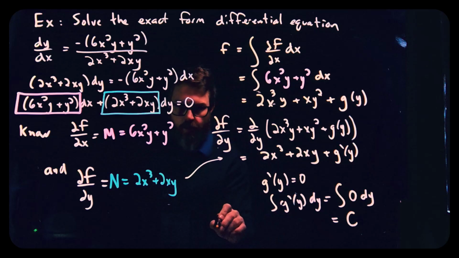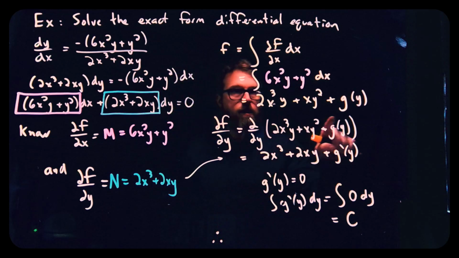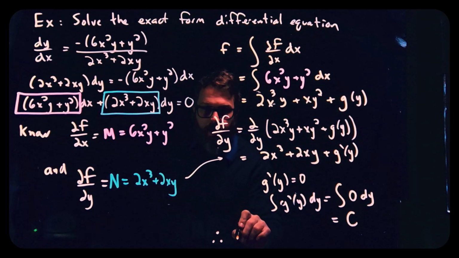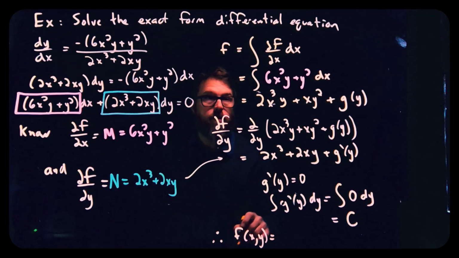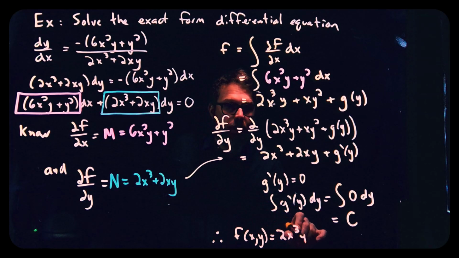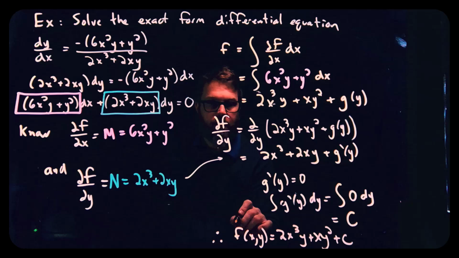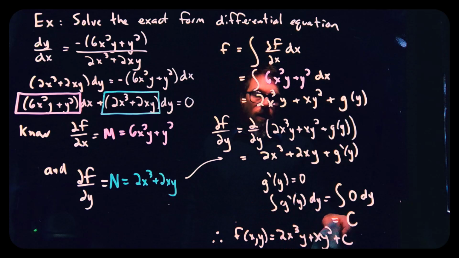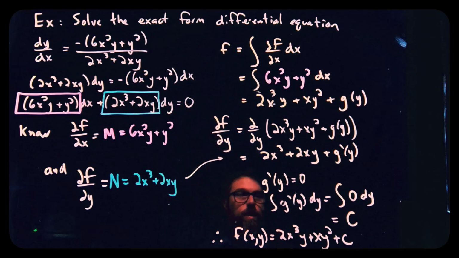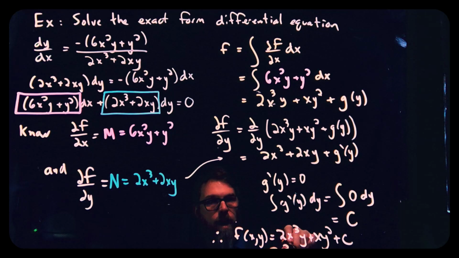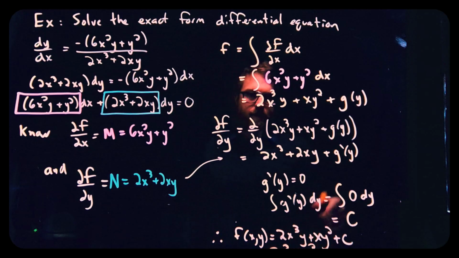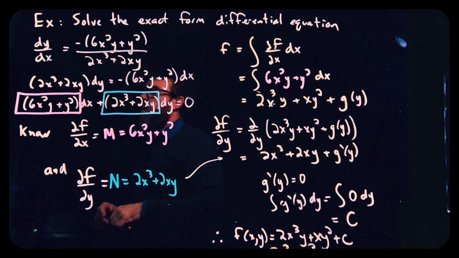So finally we can write our solution. Our solution is going to be this thing, but g of y is just going to be a constant. So our f of x comma y is going to be equal to 2x cubed y plus xy squared plus c. Or sometimes they like to just write it this way. They like to say this function equal to c. So they'll just say 2x cubed y plus xy squared is equal to c. And it's kind of our choice because c being any constant, they're both fine. So this is going to be our solution to this particular differential equation.